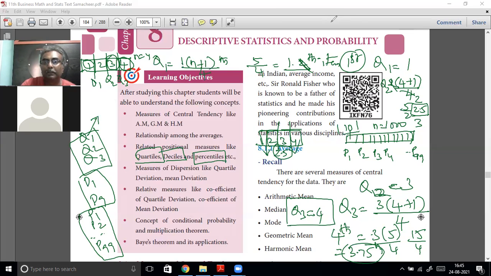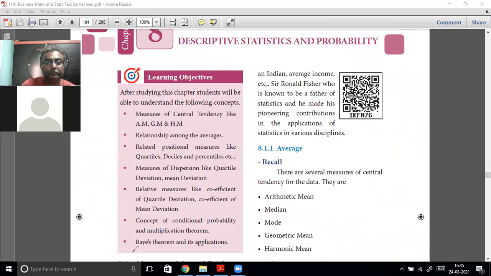Let us get into the subject inside. So measures of dispersion like quartile deviation and mean deviation, those two also we have to find out. What is quartile deviation? What is mean deviation? Then relative measures like coefficient of quartile deviation and coefficient of mean deviation. For example, quartile deviation is Q3 minus Q1 by 2. Coefficient of quartile deviation will be Q3 minus Q1 by Q3 plus Q1.